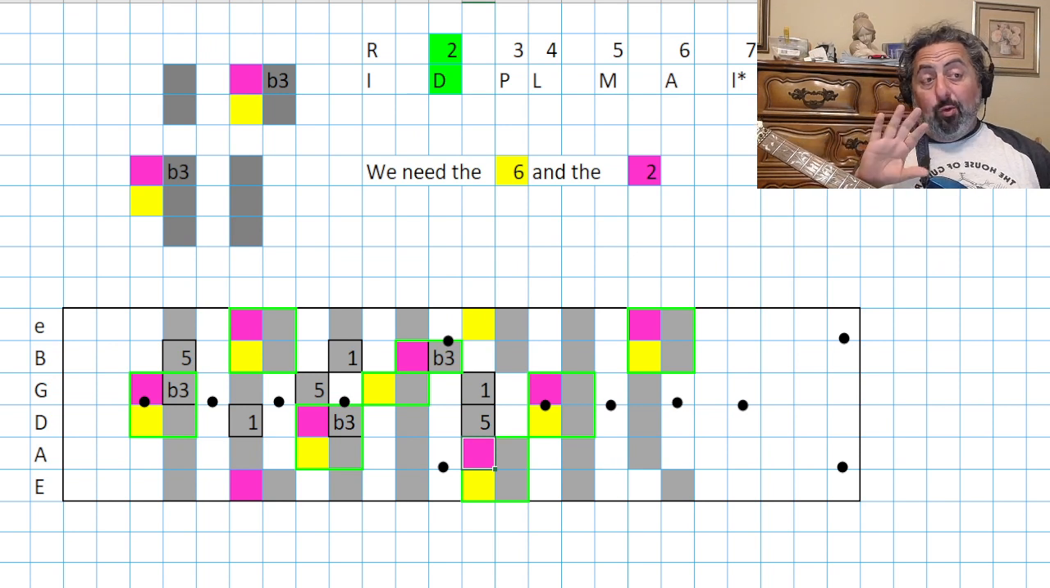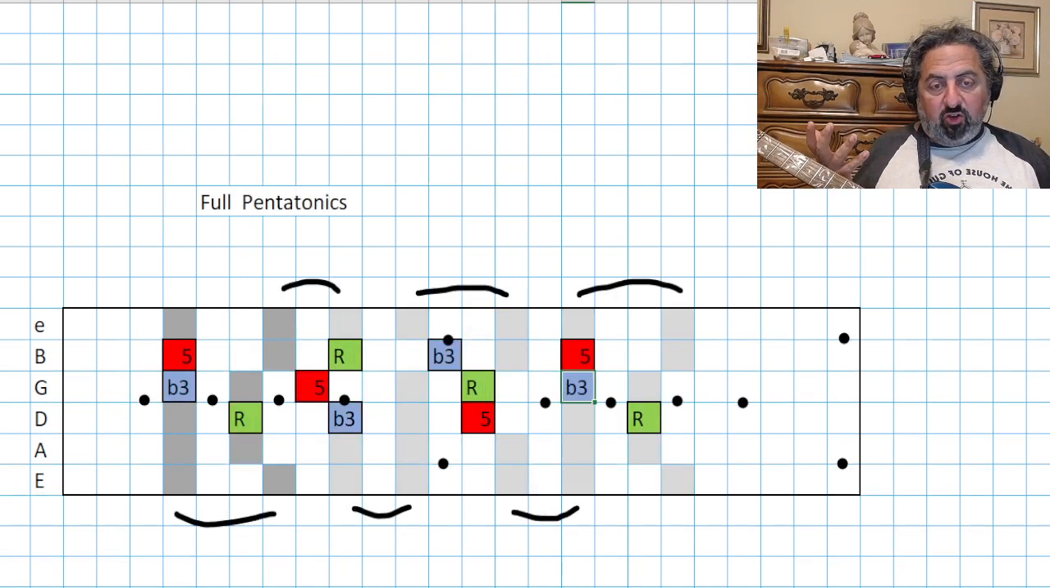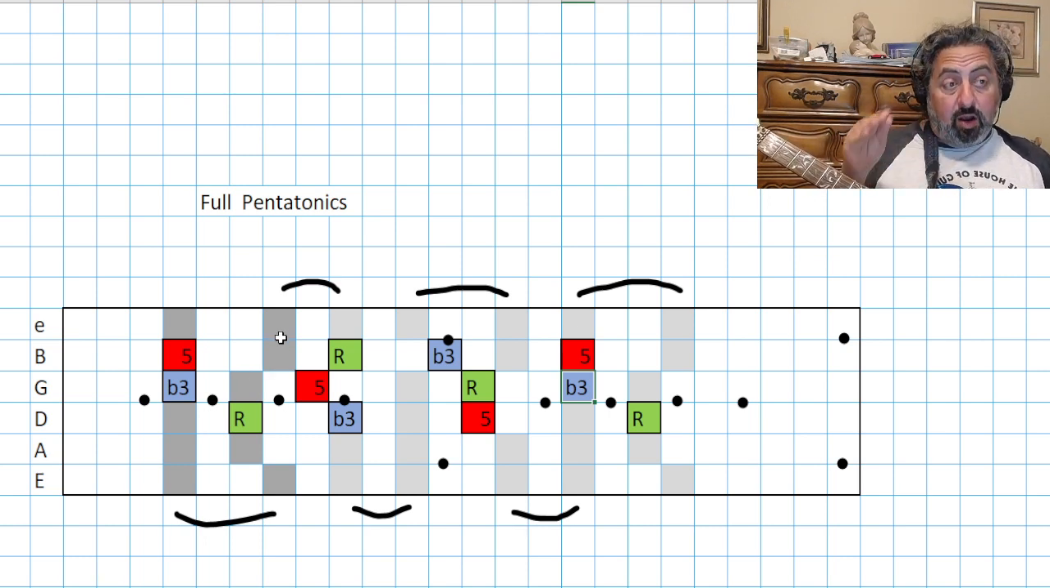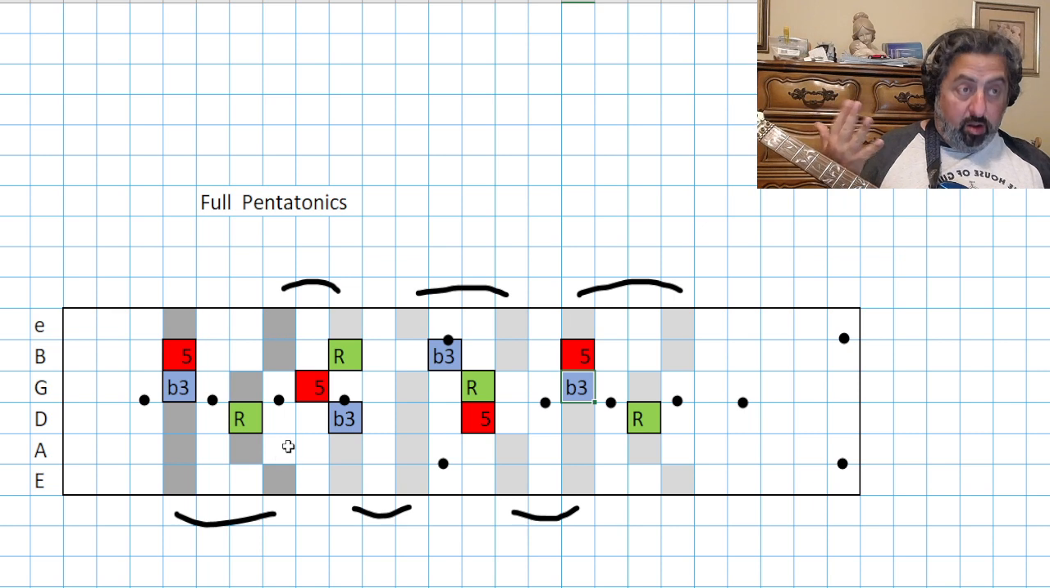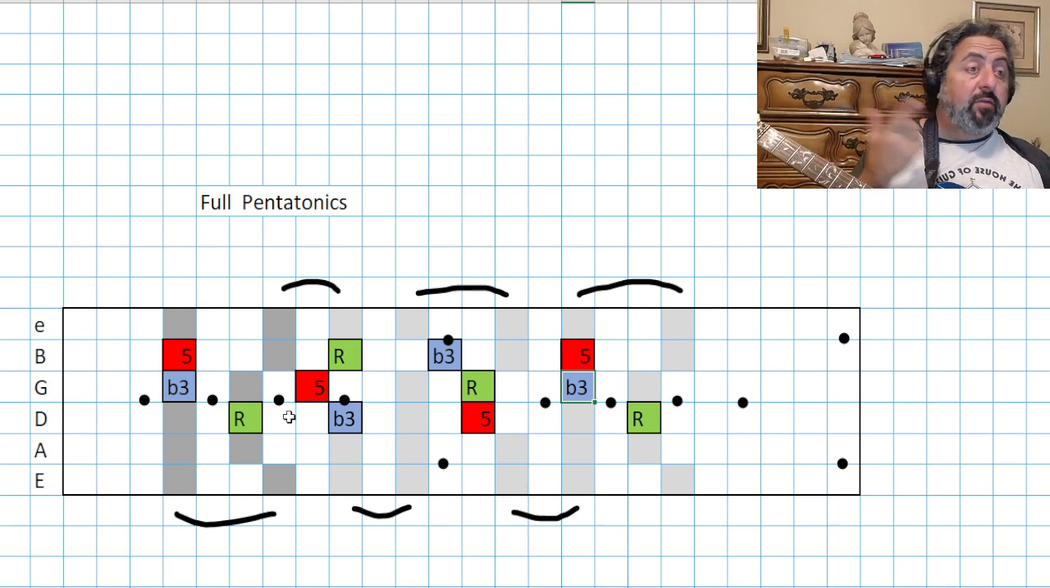If you wanted to get around all that modal stuff and still be able to play with these modes, then you just go back to this right here. You just play your pentatonics. It doesn't have any of the gut notes. It has all the framework notes of these modes, but doesn't have any of the gut notes.